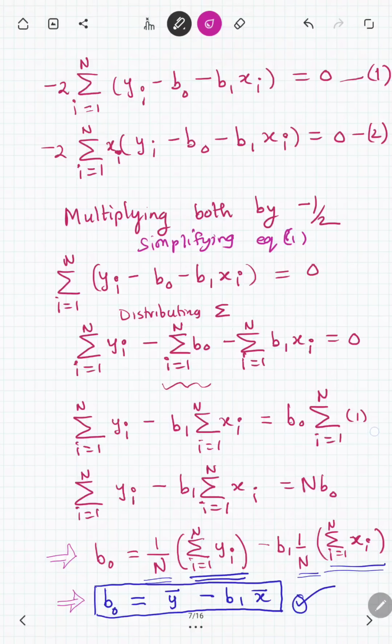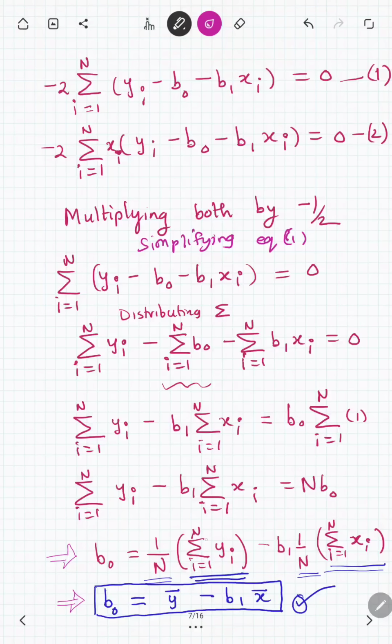So this is a constant, so we are basically getting n b naught over here, and we can take the n on the other side, so it will be 1 by n summation 1 to n yi minus 1 by n, b1 is also outside, summation i goes from 1 to n xi. This is basically the definition of mean. This is the definition of mean, right?